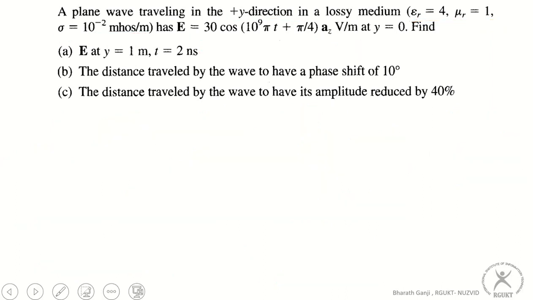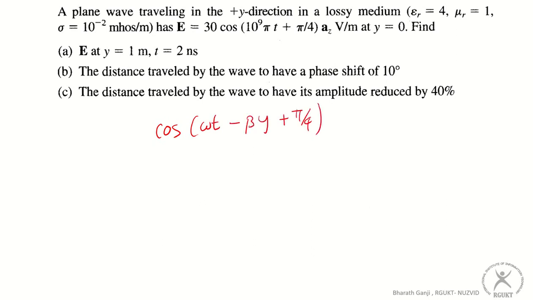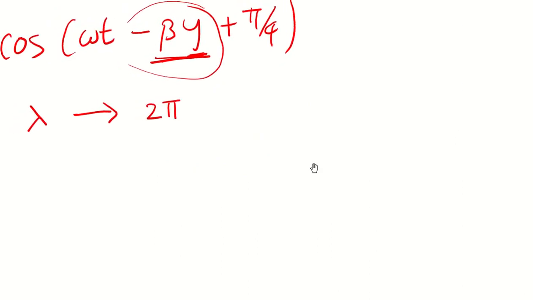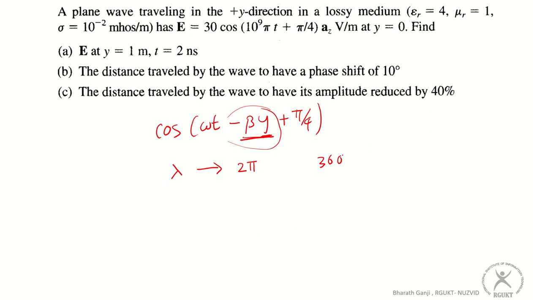The next one asks how much distance I have to travel to have a phase shift of 10 degrees. So if you see, this number is like cos of omega t minus beta into y plus 5 by 4, right? If I increase y, this number is going to increase. So it's asking how much distance you have to travel in the y direction to have a phase shift of 10 degrees. For every lambda distance, you will have a phase shift of 2 pi, in the sense 360 degrees. You need to walk a distance of lambda.